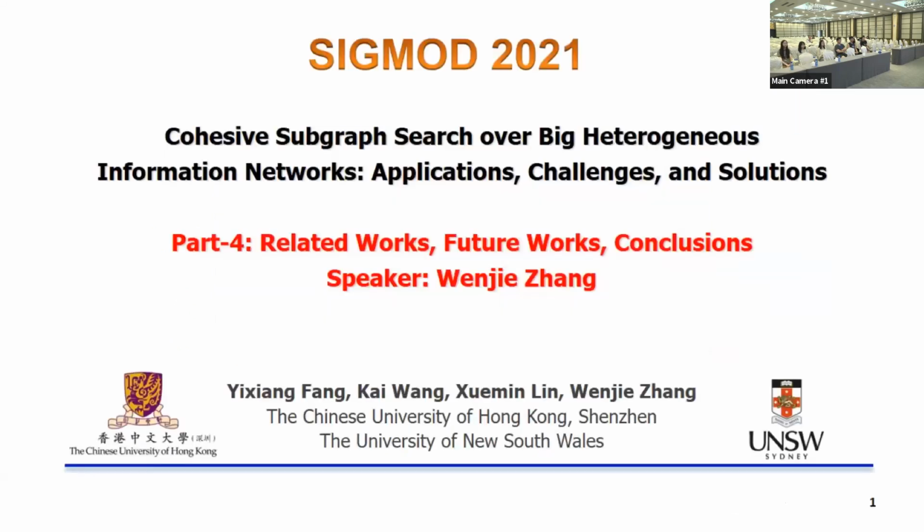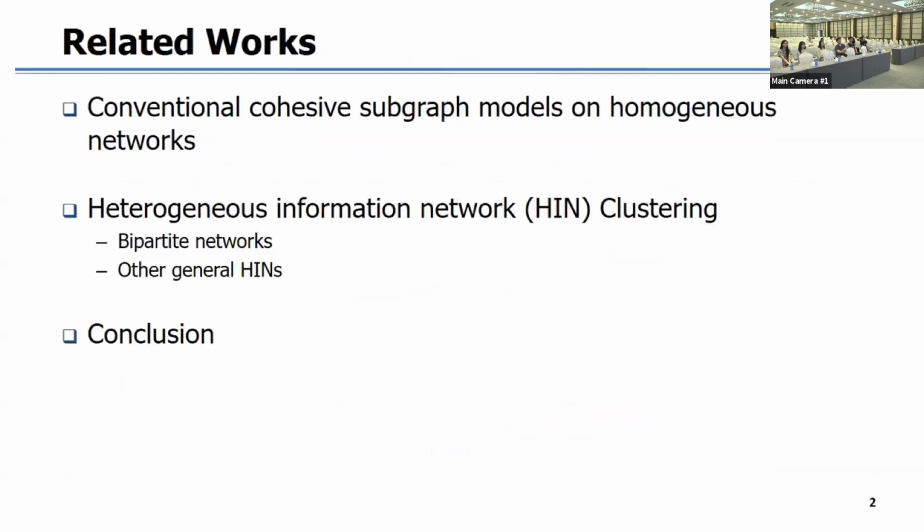Hi, I'm Wenjie Zhang from the University of New South Wales. In the following, I will cover the fourth part of the tutorial: related works, future works, and conclusions. Regarding related works, the following two topics are closely related to cohesive subgraph search on HINs, namely conventional cohesive subgraph models on homogeneous networks and heterogeneous information network clustering.